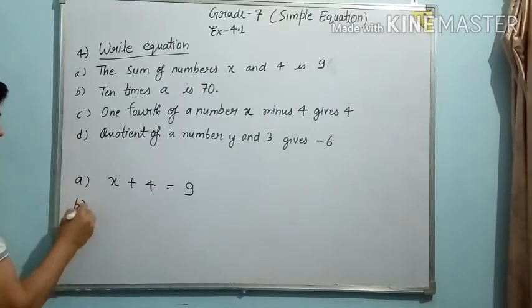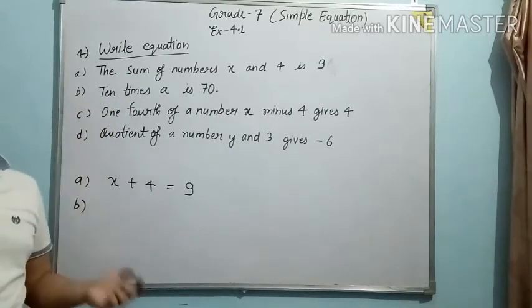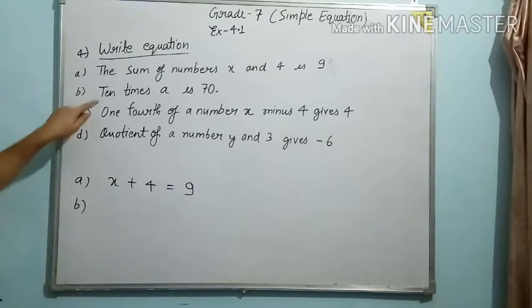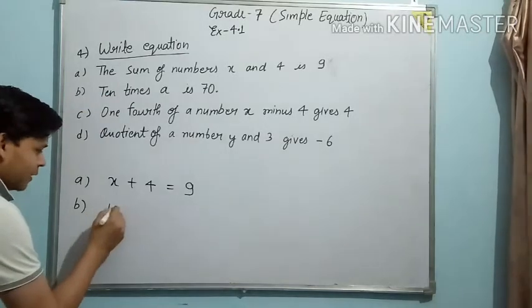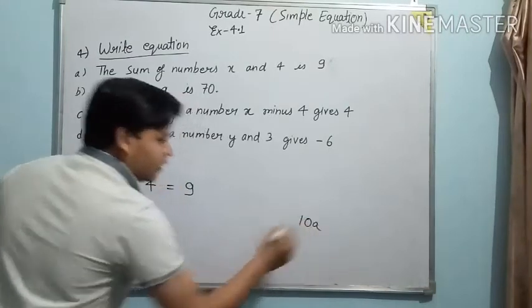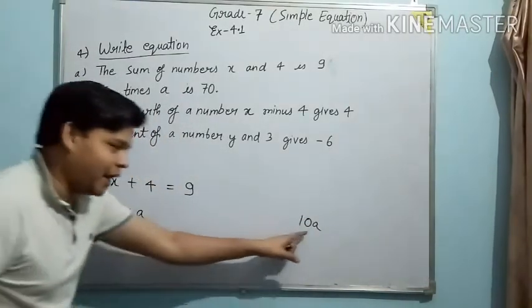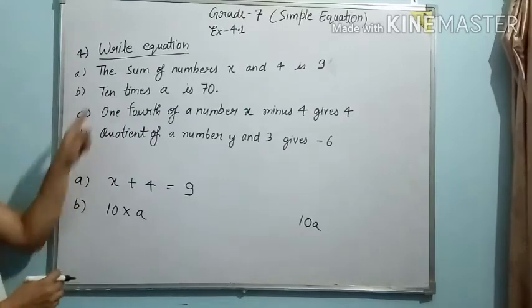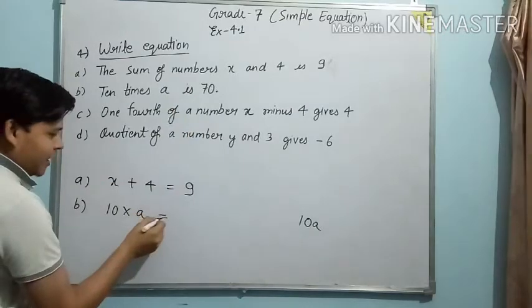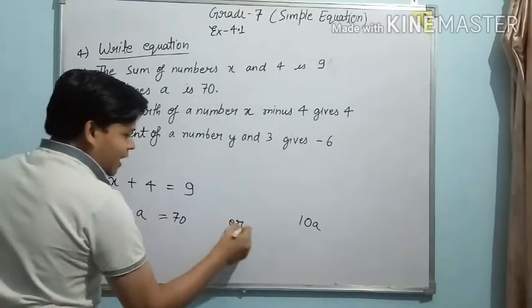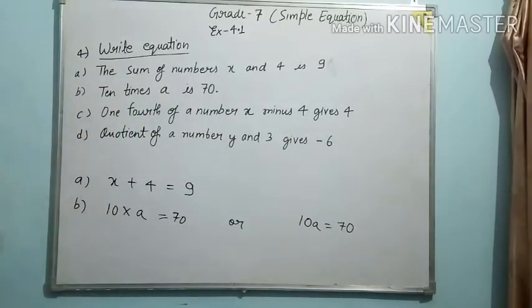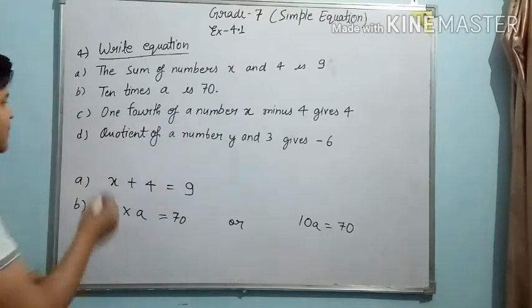Similarly, b is 10 times a. 10 times, we all know, means multiply, like 5 times or 6 times means multiply by 5 or 6. So 10 times a means 10 multiply a. You can also write only 10a. It's your choice, and generally we write 10a only, we don't show the multiply. So 10 times a is 70, and as I told you, is 70 means 70 is the result. So we will write here 70, or you can also write 10a equals 70. Both are correct.